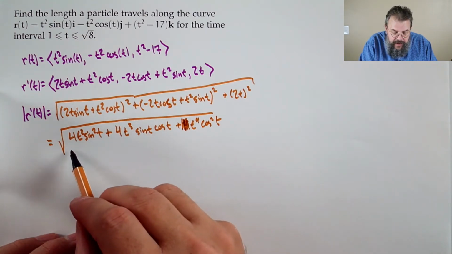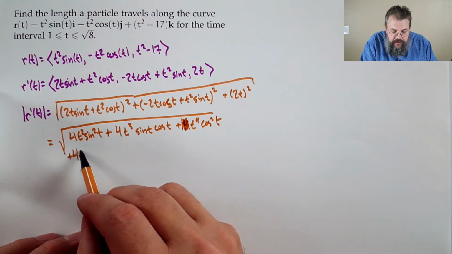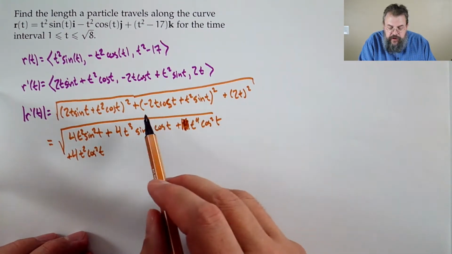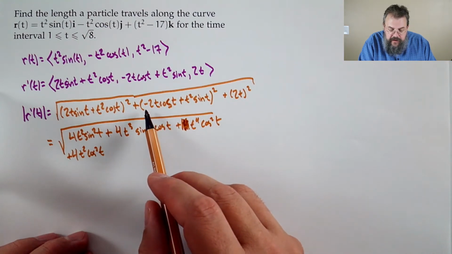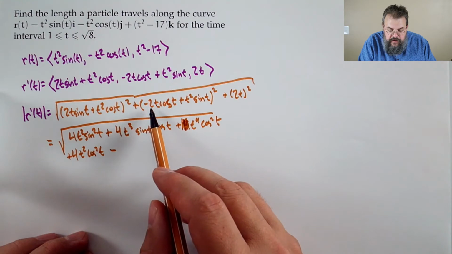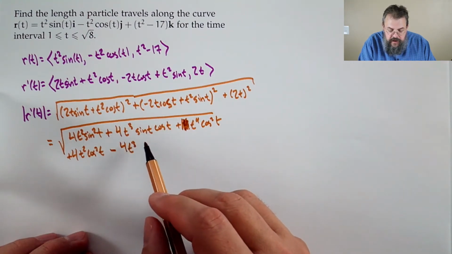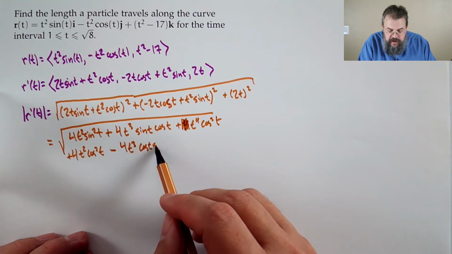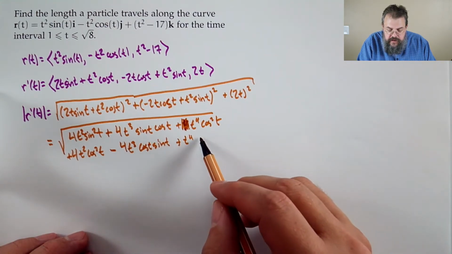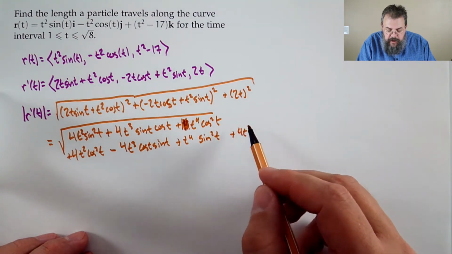Okay, so I'm running out of space, so I'm going to go underneath it. Still the same piece, 4t squared cosine squared t. The cross terms, well, there will be a minus because there's a single minus. 2ab, so 2 times 2 makes a 4. T times t squared is t cubed. And cosine t sine t, plus t to the fourth sine squared t, and plus another 4t squared.